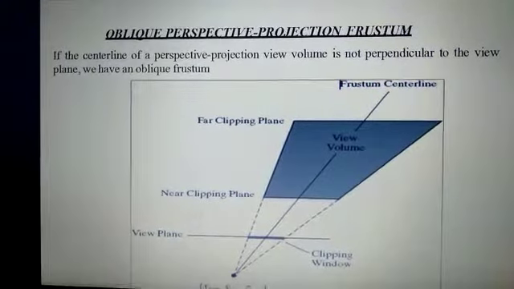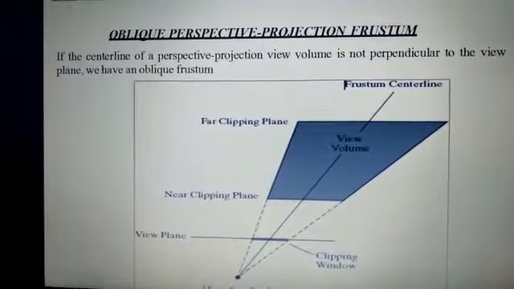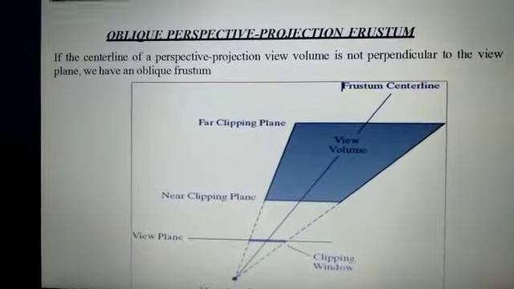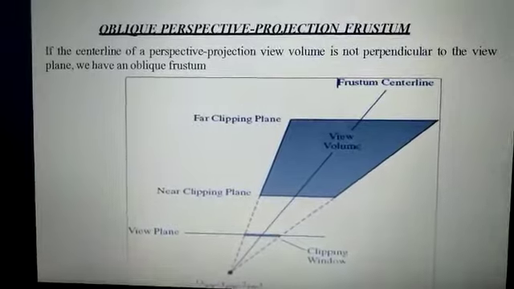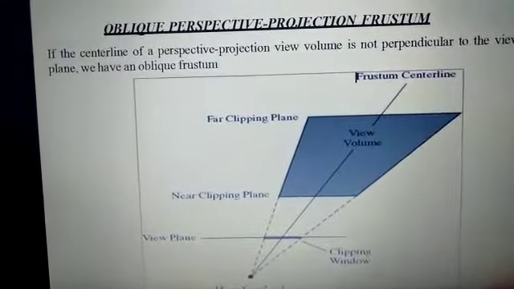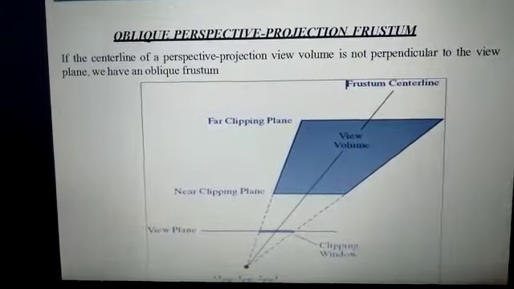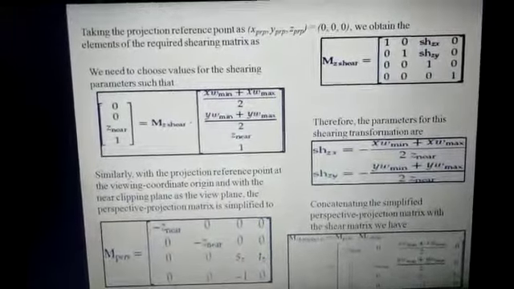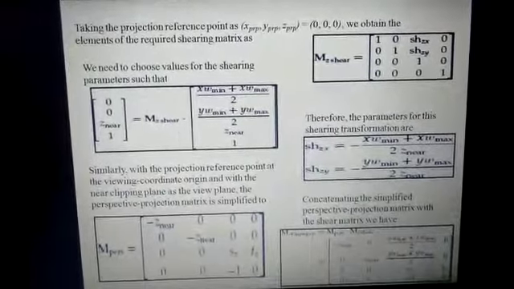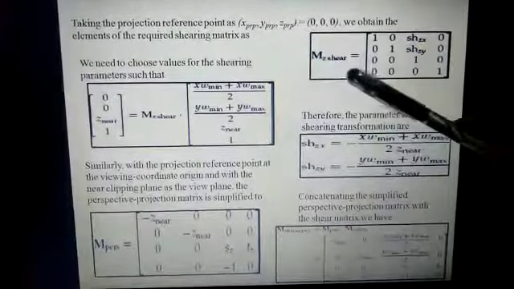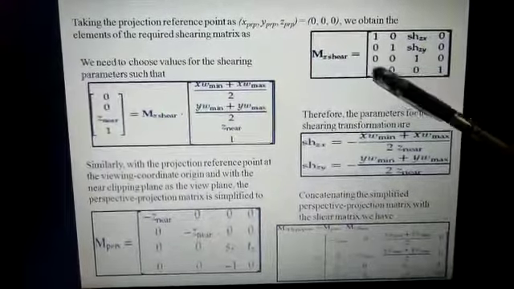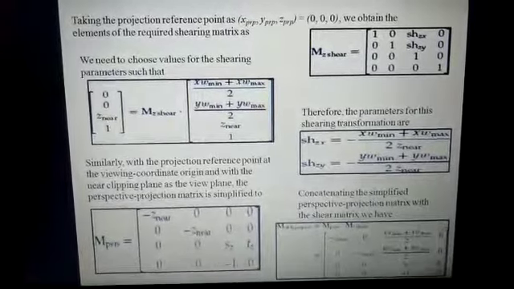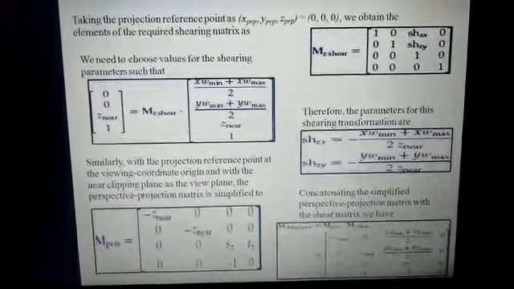The computations for the shearing transformation as well as the perspective and normalization transformations are greatly reduced if we take the projection reference point to be the viewing coordinate origin. Taking the projection reference point at the origin, we can conclude the shearing matrix Mz shear is equal to this, where we can conclude the elements of the required shearing matrix here.